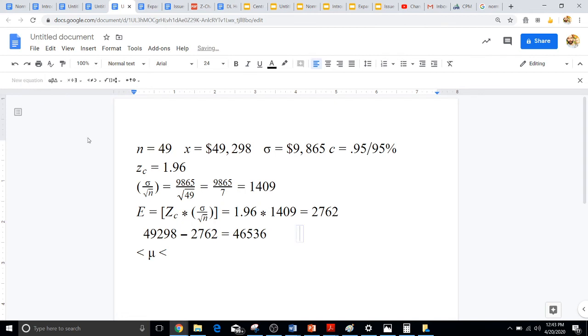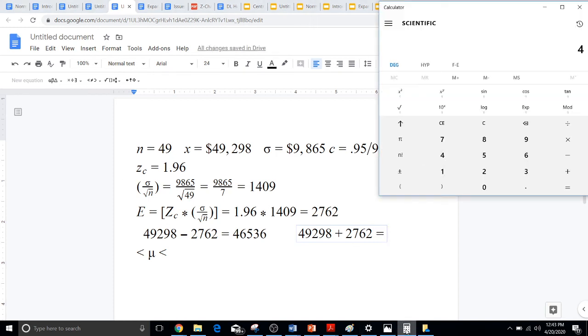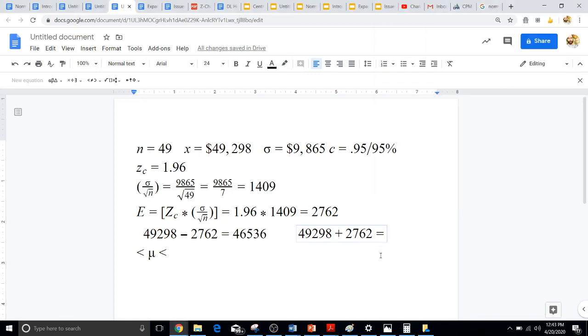So again, we're going to start off with the same average, 49298. And now we're going to add to it our 2762. Let's find that again. 49298 plus 2762 gives us $52,060. And we now have our upper and lower levels of our interval.